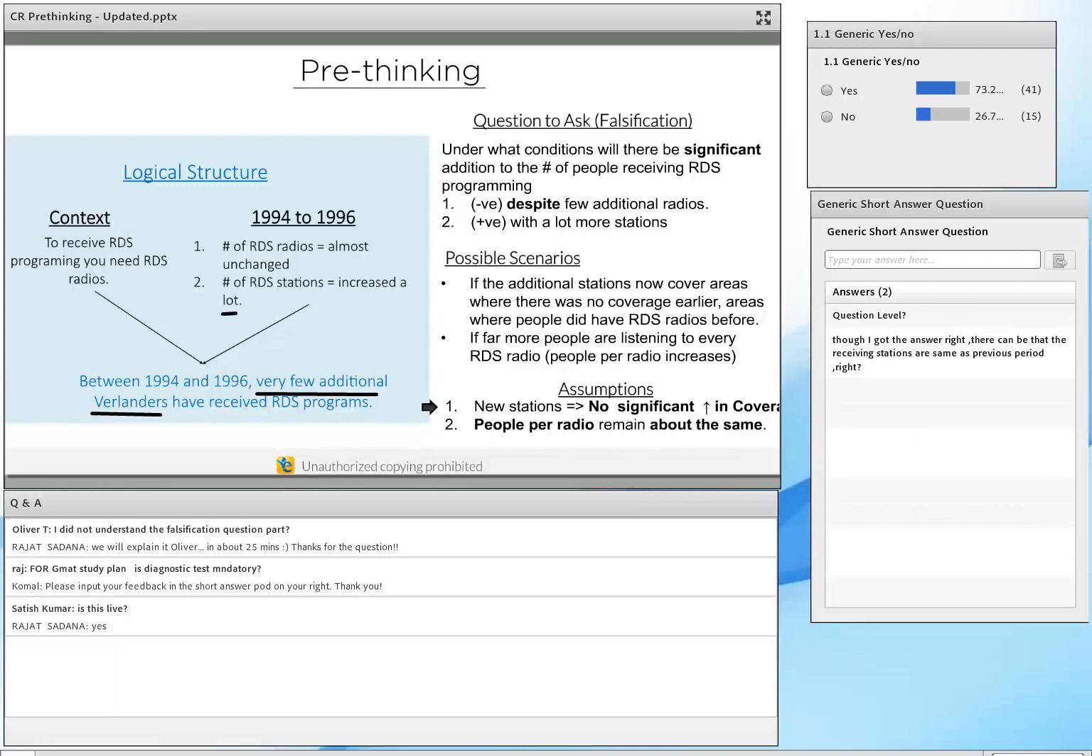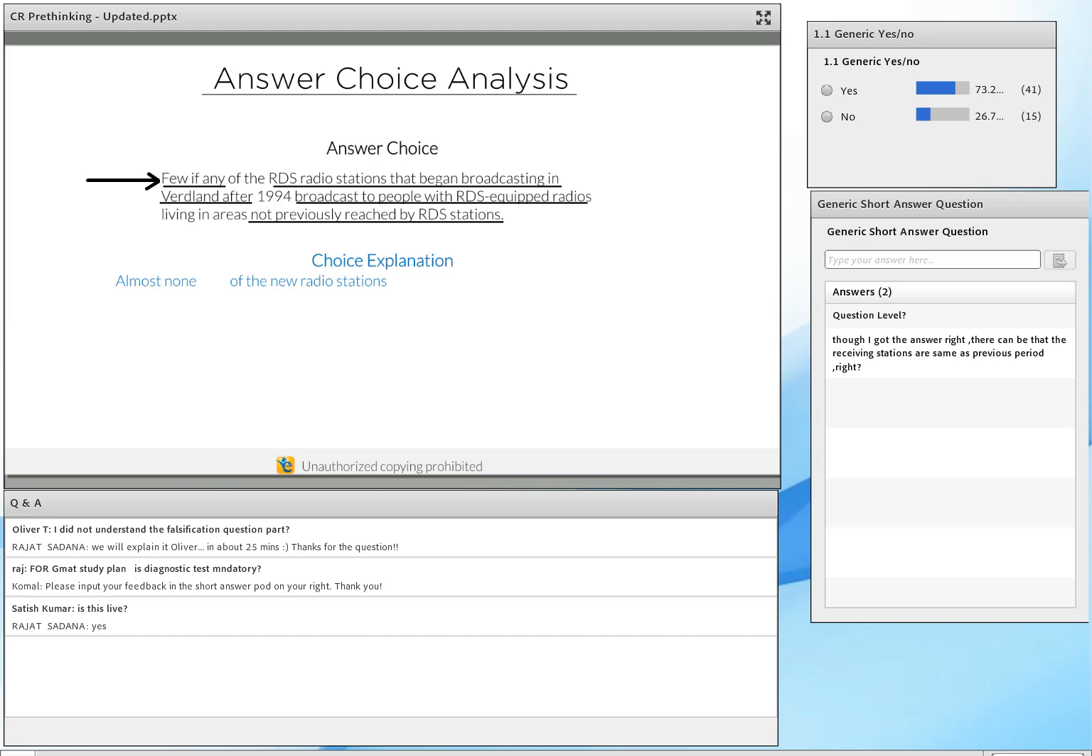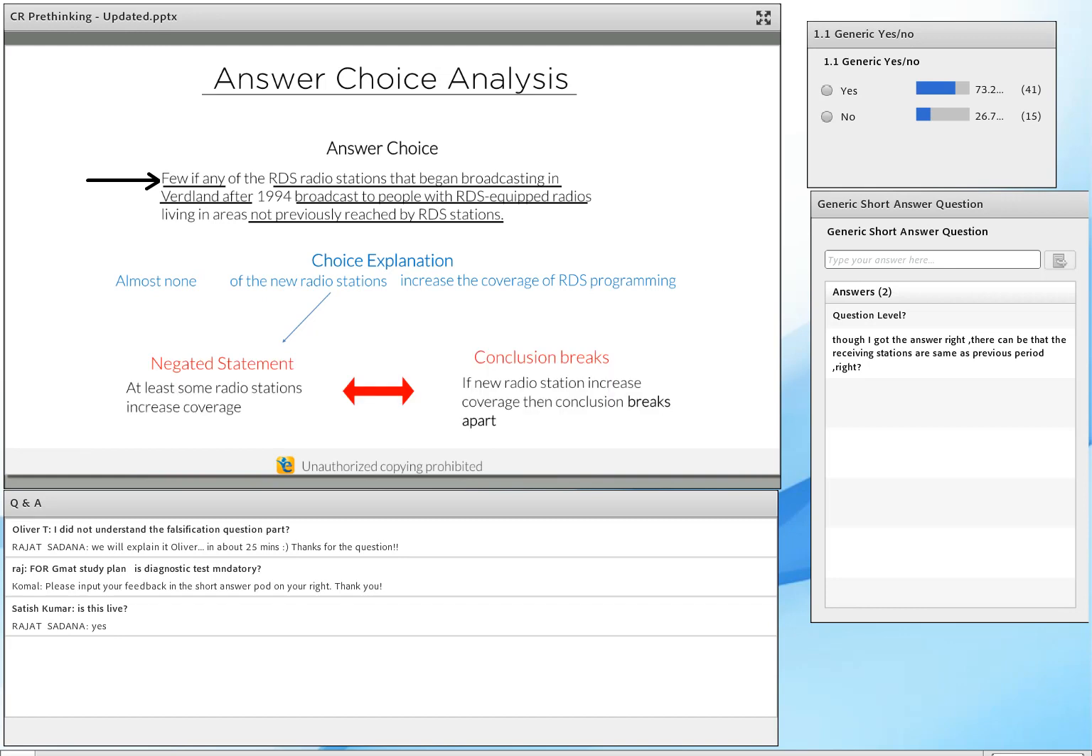Let's look at the question. Though I got the right answer. Question level 700 level. I've said that like 4 to 5 times. The 750 level, if there can be. This is the most challenging question you're going to really see. But again, logic, simple. The receiving stations cannot be the same as the old ones. Why? Because these are stations that began broadcasting after 94. Oh, the receiving means receiving are not stations, they're radios, just to make sure.